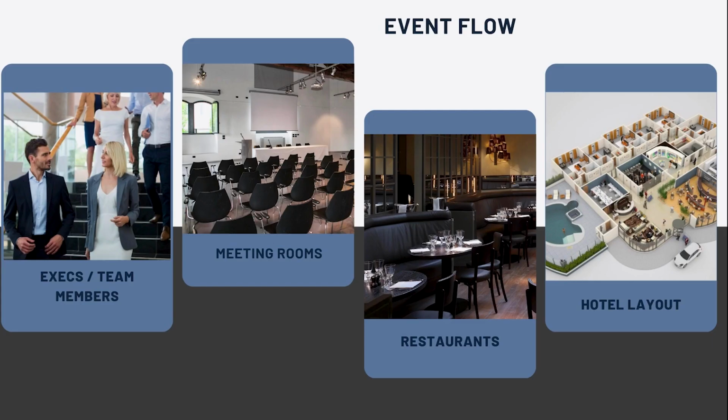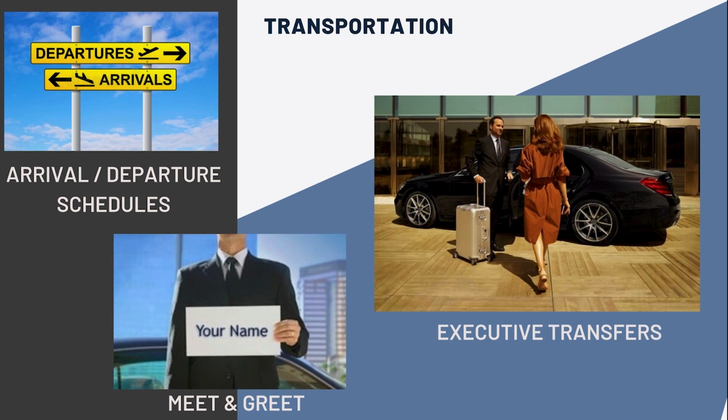The event flow. Do a walkthrough with the executives and your team members and maybe the speakers if they need it, so everyone knows where the meeting rooms are, where the restaurants are. Again, the restrooms, the elevators, maybe the escalators, a business center. A lot of your VIPs are going to want to know where the gym is, how to get to outdoor space if you're using outdoor space. And they will also be asked by the attendees, so they're going to want to know where everything is as well.